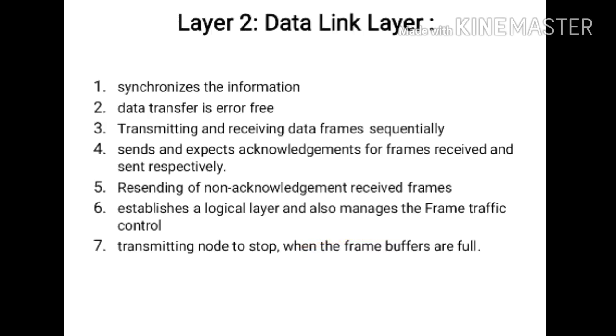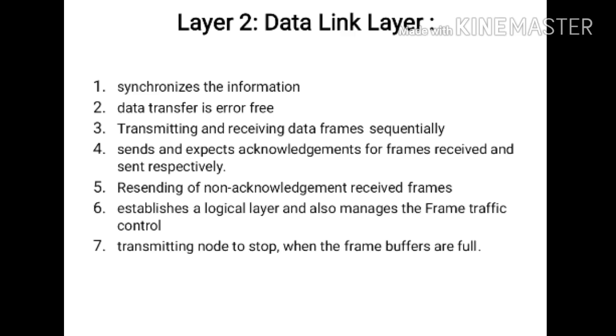The second layer is the data link layer. Data link layer synchronizes the information which is to be transmitted over the physical layer. The main function of this layer is to make sure data transfer is error-free from one node to another over the physical layer. Transmitting and receiving data frames sequentially is managed by this layer.